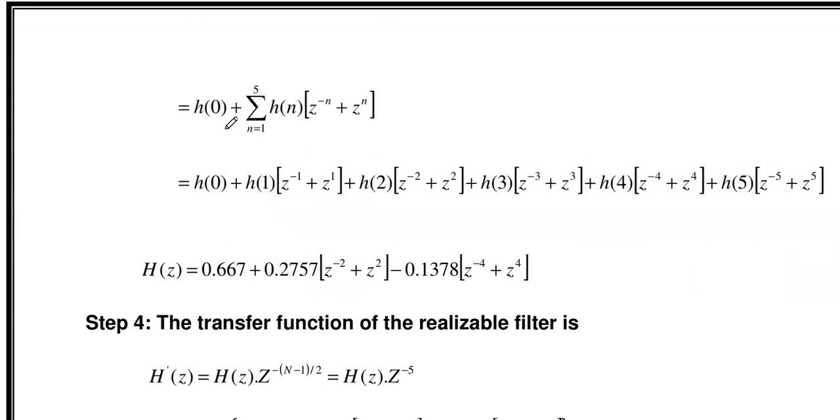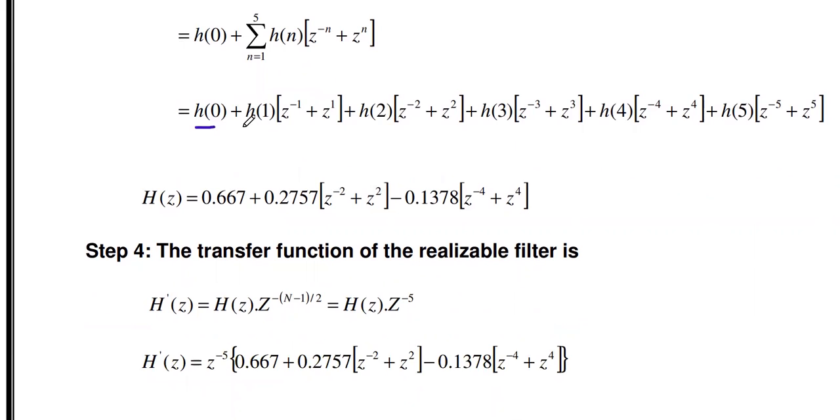Okay, then you just expand this summation: h of 0 plus h of 1 into z power minus 1 plus z power plus 1, plus h of 2 into this, you just expand it. Then we have to substitute the value of h of 0, 1, 2, 3, 4, 5. This coefficient you just substitute. So except h of 0, h of 2, h of 4, the remaining coefficients are 0.